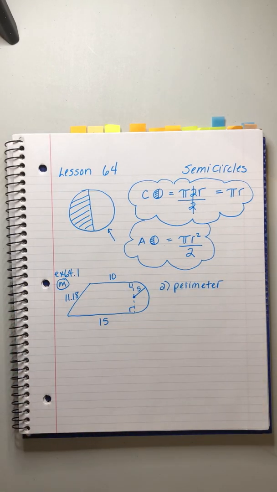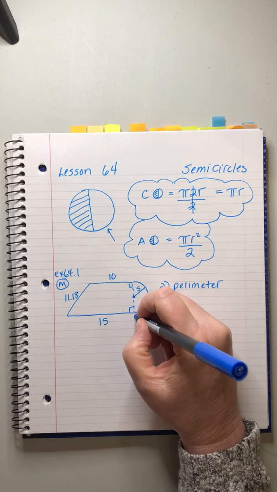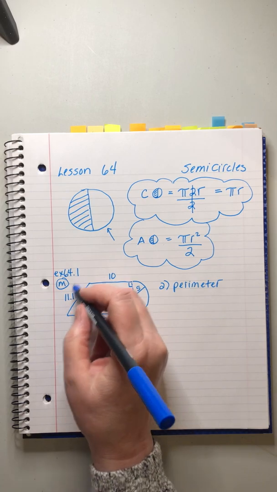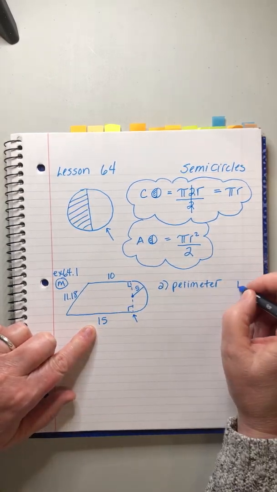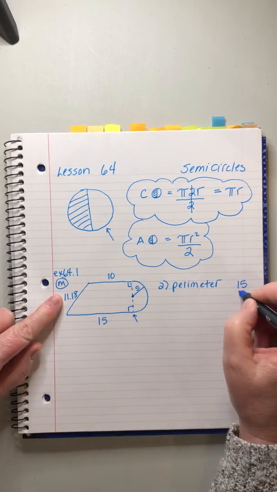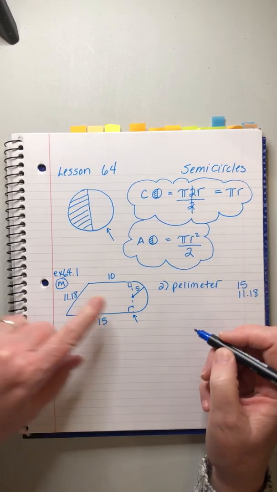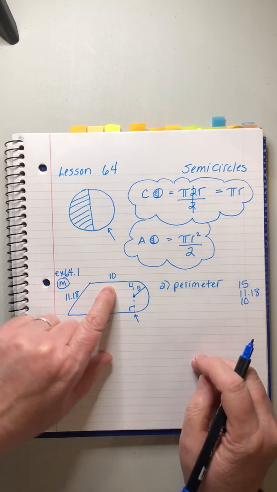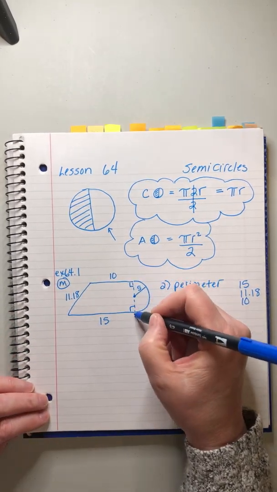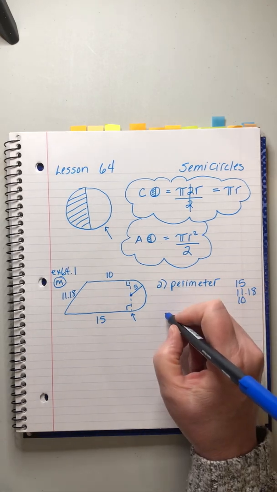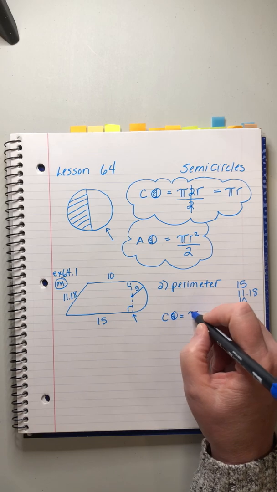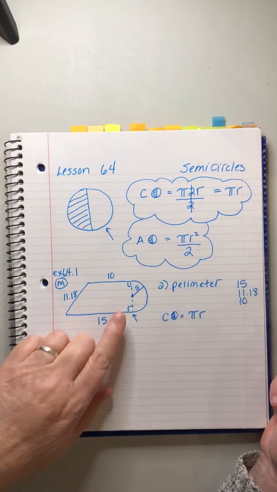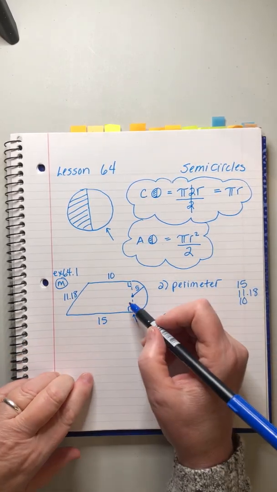Now, the semicircle is the hardest part of this because we have to switch over and use a different formula. So I'm going to start going around right here, and then I'm going to go around this way and add everything up. So for the perimeter, I'm going to need to add 15 plus 11.18 plus 10, and then the last bit will be the semicircle, right? So then I'm going to use my circumference of a half circle equals pi times the radius. I will look at this and go, oh, look, my radius is 5.